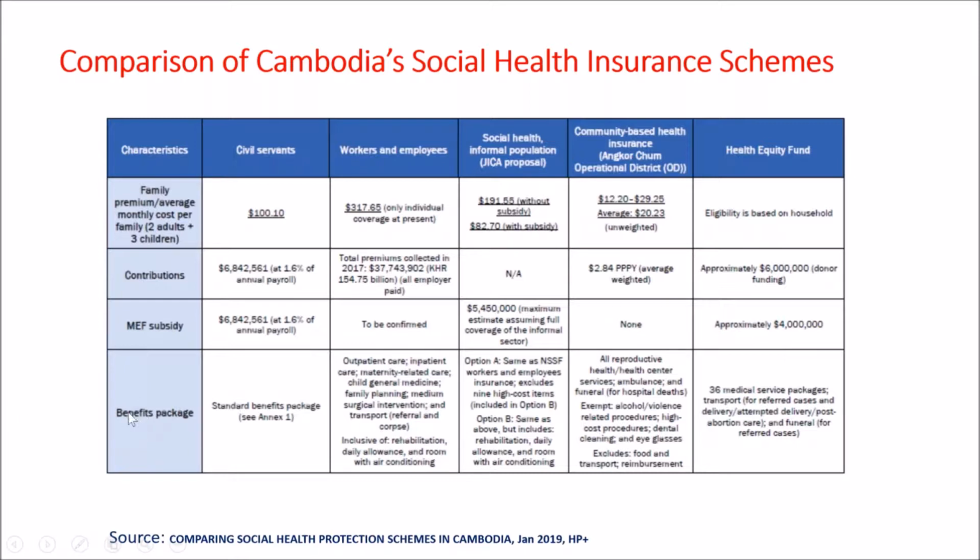So you can see the benefit package here, in the last row of the table. We have the benefit package and the Health Equity Fund, which supports a package of 36 medical services. Other programs still have different schemes. For the funds under the Health Equity Fund, you can see about 6 million from the donor fund per year, and about 4 million subsidized from the government. It's like 60 and 40 percent.